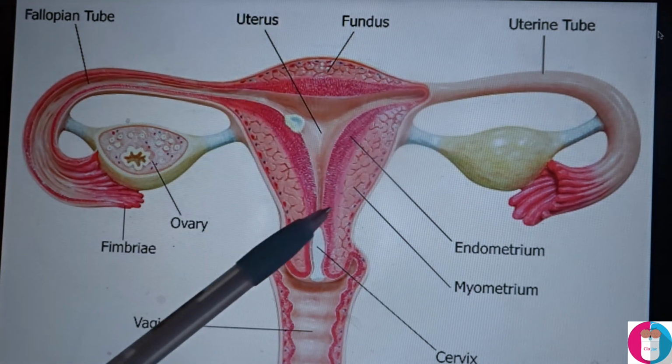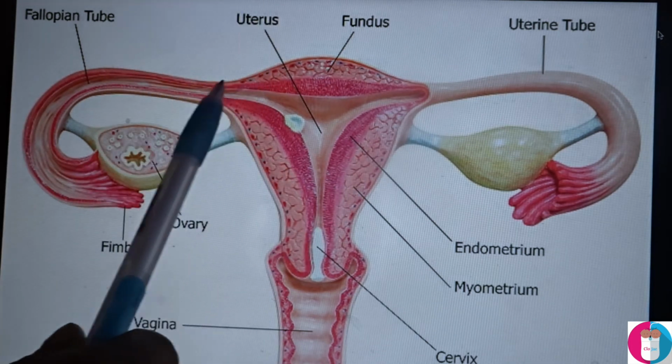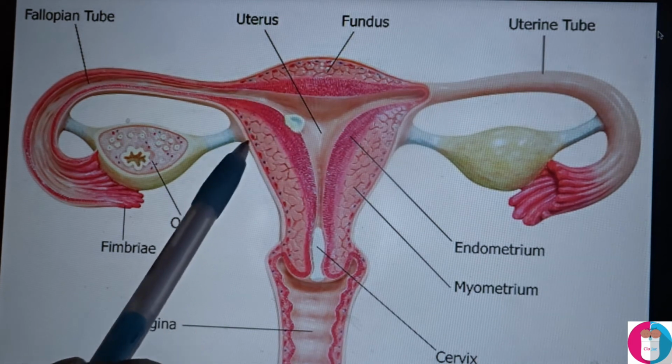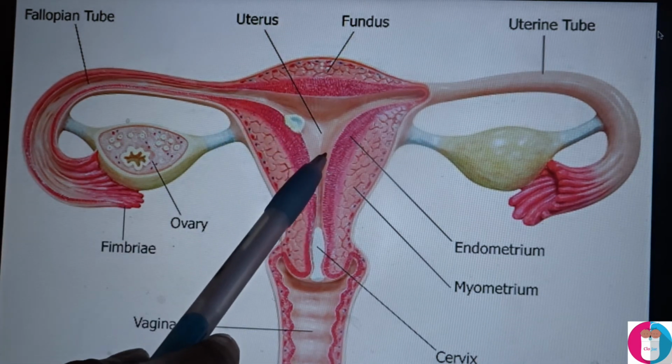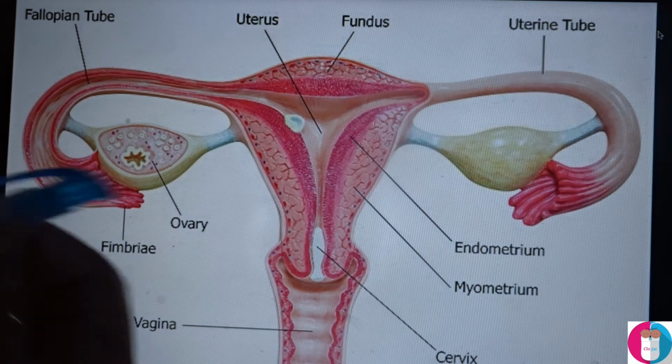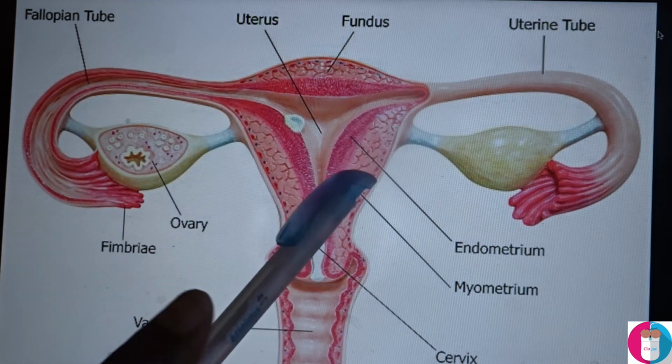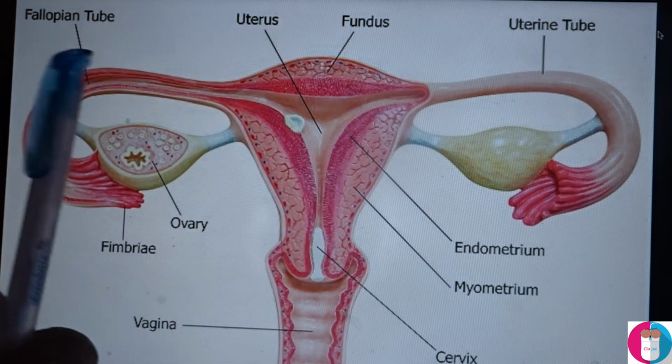So another part of the organ is the uterus, which is also known as the womb. It's quite small. It's about 5 to 6 centimeters long. It increases after childbirth, a little bit, not really that much.